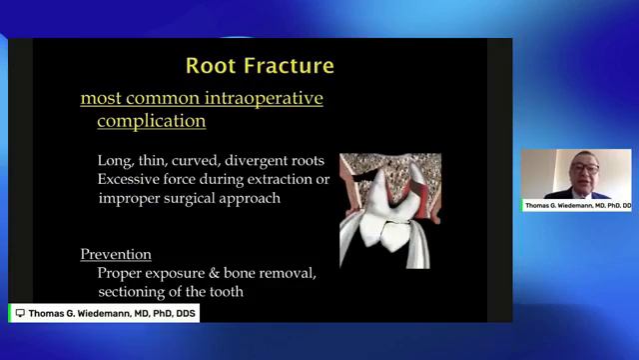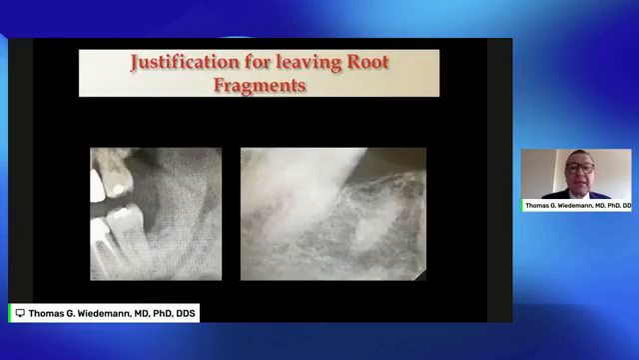Because root fractures, uncontrolled fractures of the root, are the most common intraoperative complications. Typically, they happen in long, thin, curved, divergent roots. So proper exposure, proper removal, and sectioning of the tooth can help us minimize that complication. But it still happens. And then we have to think about whether we should leave that root in the socket or remove it. If we leave it in the socket, we can face two different situations: either it heals in with no problems at all, or it doesn't heal in. It shows us radiolucent areas, and the patient has symptoms.